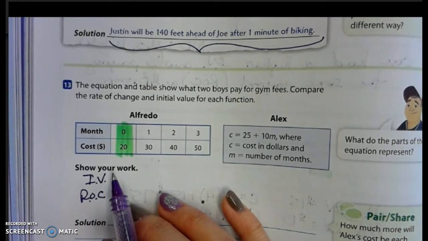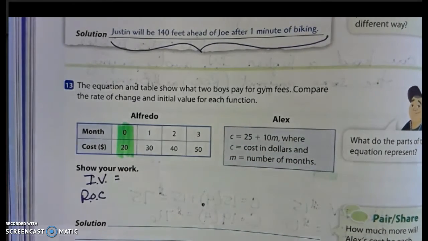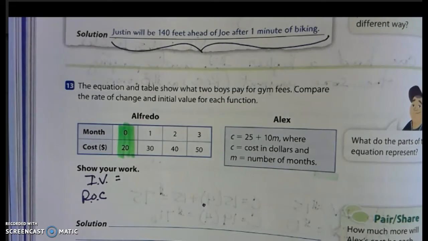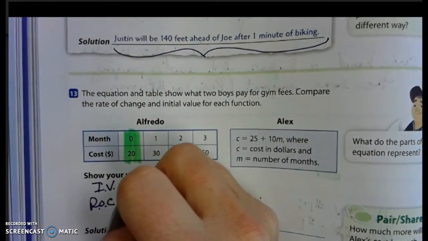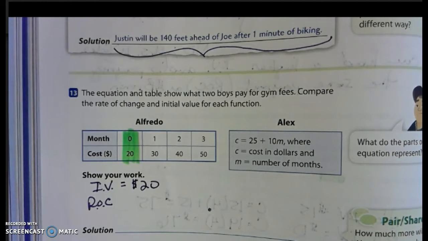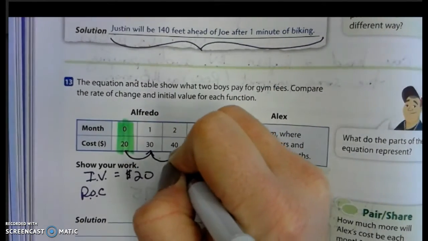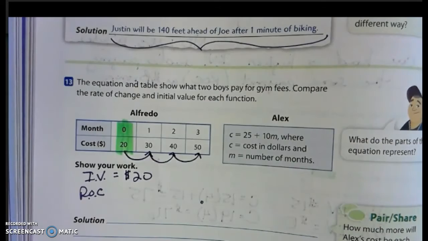Alfredo's initial value would be when his input is 0 or at the beginning. How much did he pay to join the gym? He paid $20. Now, to find his rate of change, we need to find the pattern, or the delta y over delta x. Remember to look to see what is happening over and over and over again.